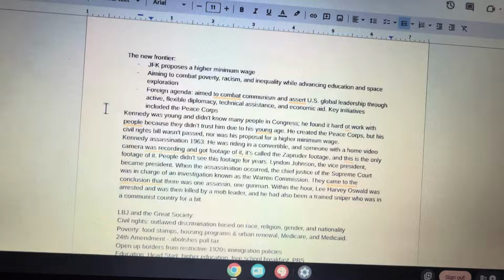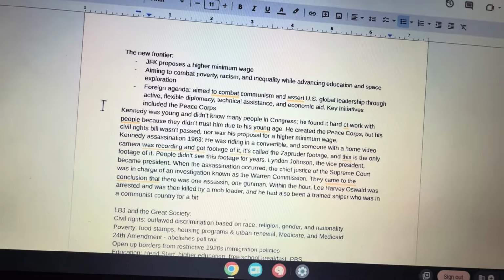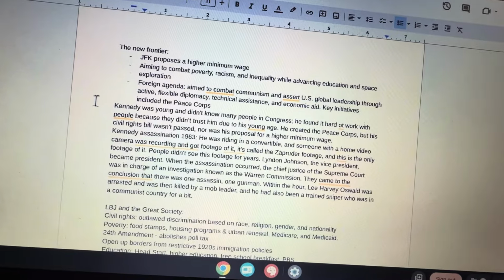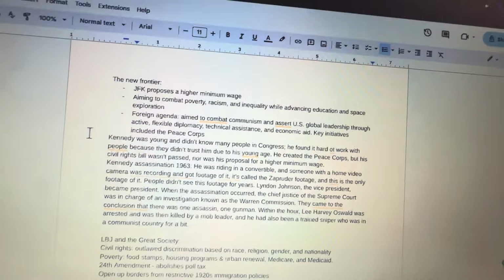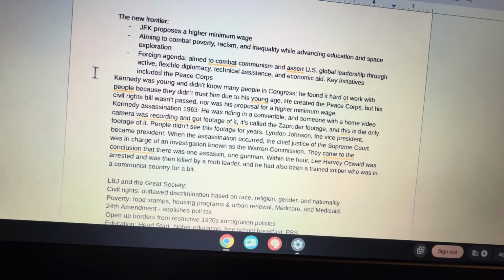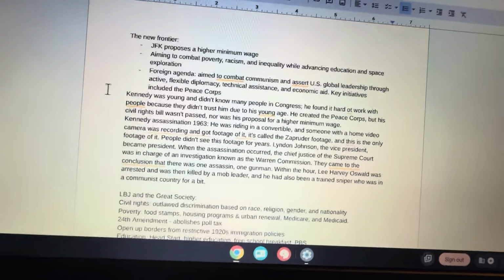He was riding in a convertible, and someone with a home video camera was recording and got footage of it. It's called the Zapruder footage, and this is the only footage of it. People didn't see this footage for years. Lyndon Johnson, the vice president, became president when the assassination occurred.